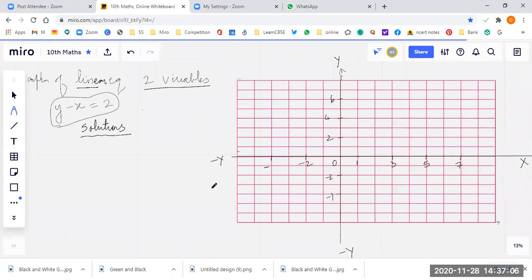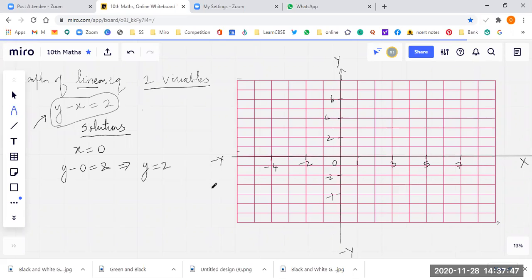Okay, the equation we have in front of us is y minus x is equal to 2. So what is the best way to draw the graph? First of all, take x is equal to 0 and put this value in this equation. So what will the equation become? Put x is equal to 0 in this equation. So this equation will become y minus 0 is equal to 2. So from this I can understand that y is equal to 2.